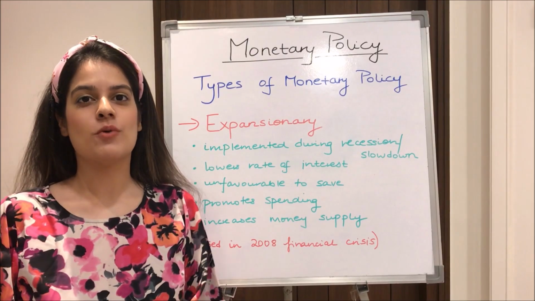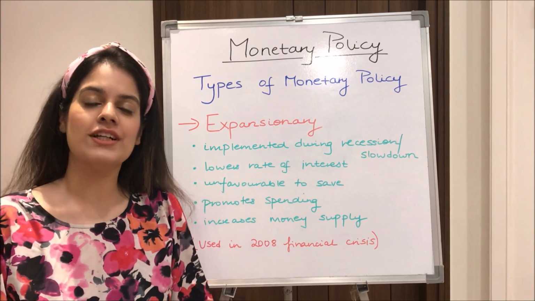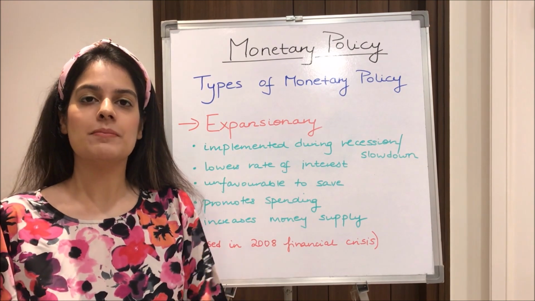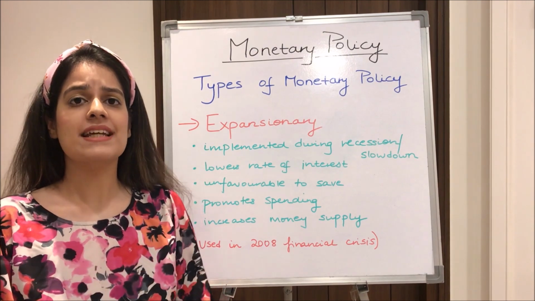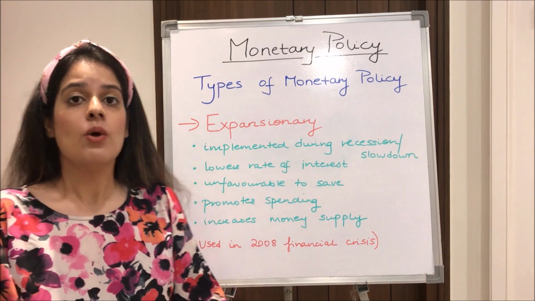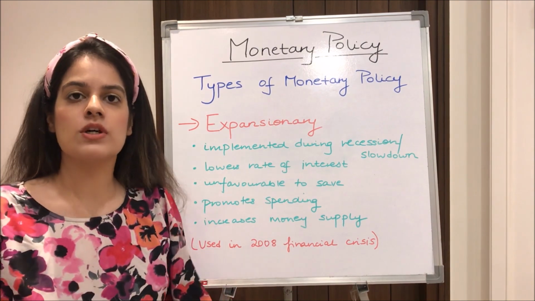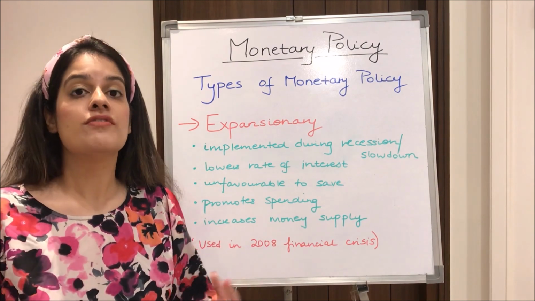Moving to the types of monetary policy. Basically, there are two types of monetary policy, the expansionary and the contractionary. First, let me explain what exactly is the expansionary monetary policy. An expansionary monetary policy is implemented by the RBI when they see an economic slowdown in the economy, or when an economy is going through a phase of recession, and they want to revive the economy.